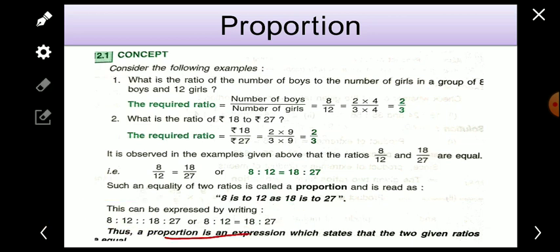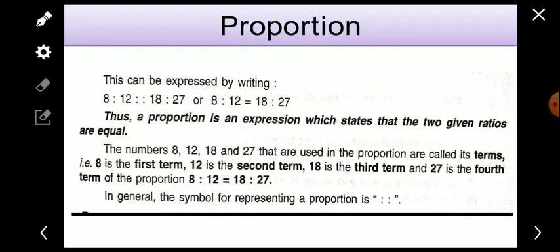Thus a proportion is an expression which states that the two given ratios are equal. What is proportion? A proportion is an expression which states that two ratios are equal, and this symbol is the symbol of proportion, the sign of proportion. So we have understood that a proportion is an expression which states that two given ratios are equal.